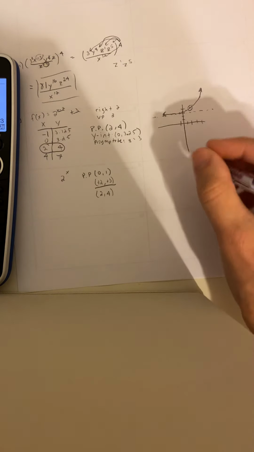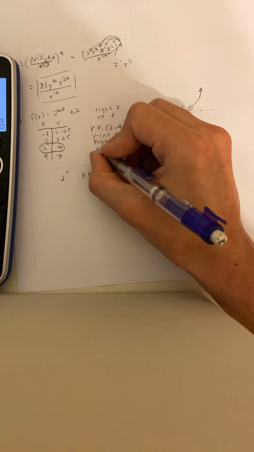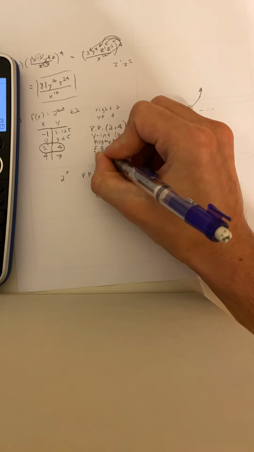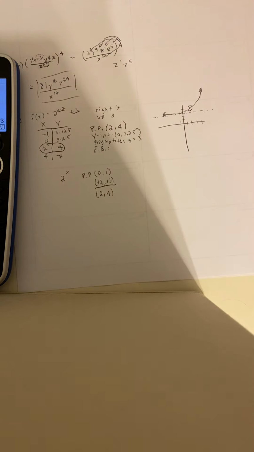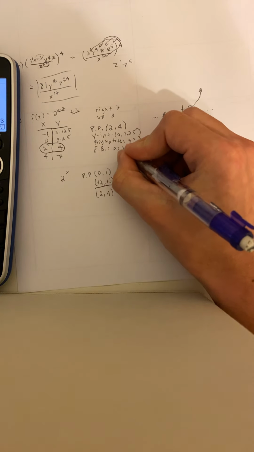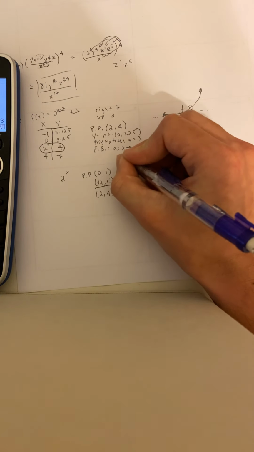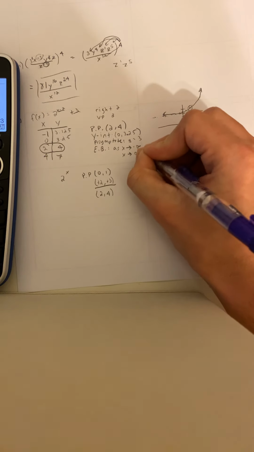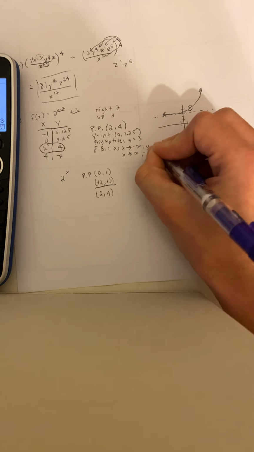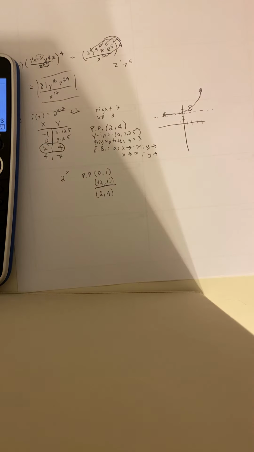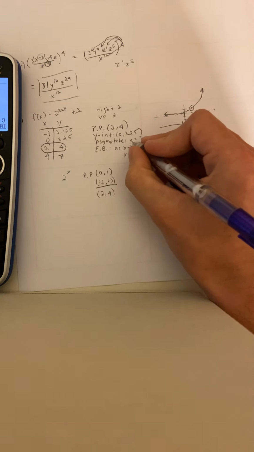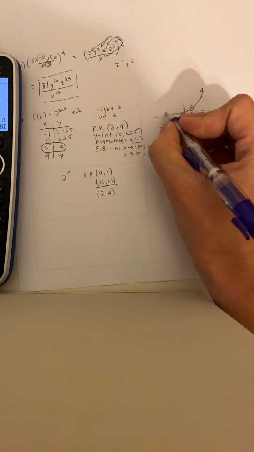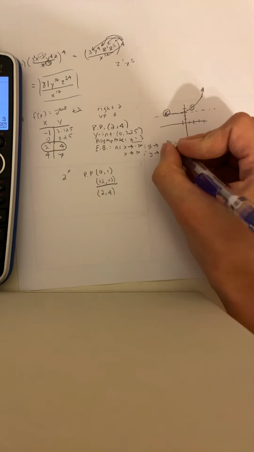After I have my horizontal asymptote of y equals 3, I now want to find my end behavior. For my end behavior, I want to find out what my y is going to as x approaches negative infinity and as x approaches positive infinity. My y always approaches my asymptote if I have a horizontal asymptote here. So as I go further and further to negative infinity, I get closer and closer to 3.